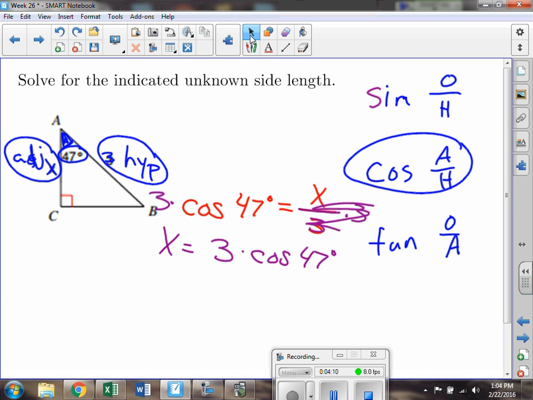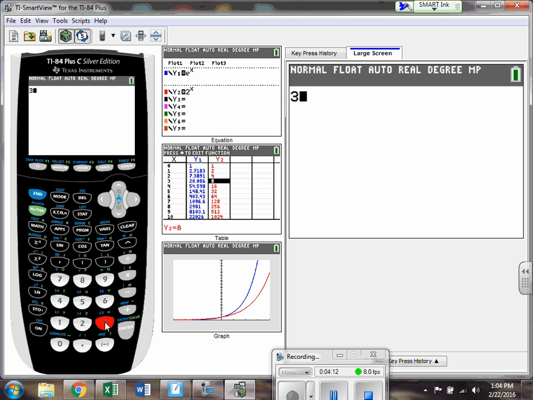So I'm going to run over to my calculator now and say 3 times the cosine of 47. And before I hit enter, please notice my calculator is set to degrees, so I don't need to switch it off of radians and into degrees. 3 times the cosine of 47, 2.04599508. Let's round that to the nearest tenth. Rounding it to one decimal place, that's just 2.0. Don't drop the 0 though.